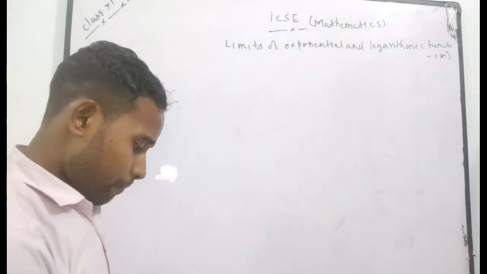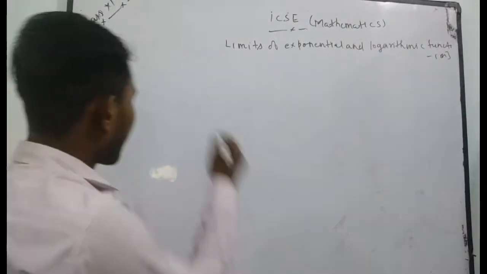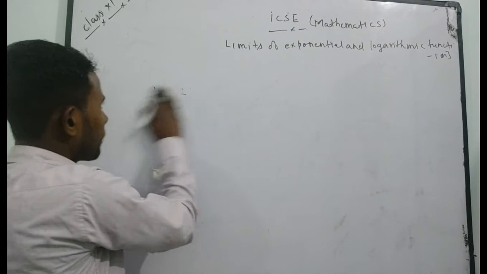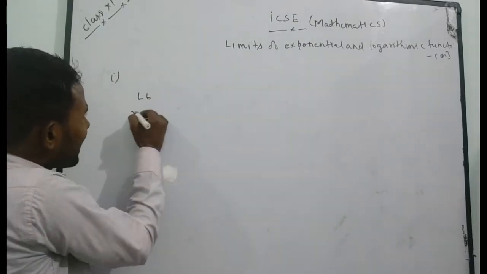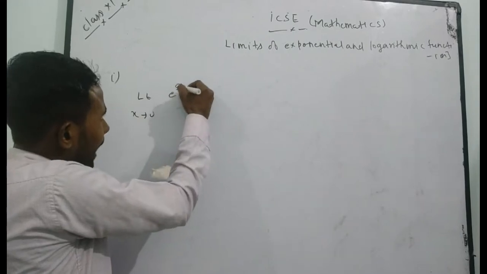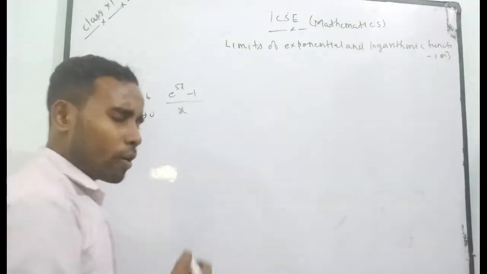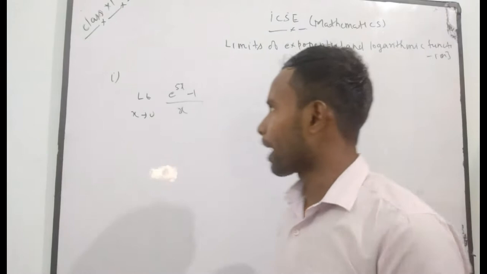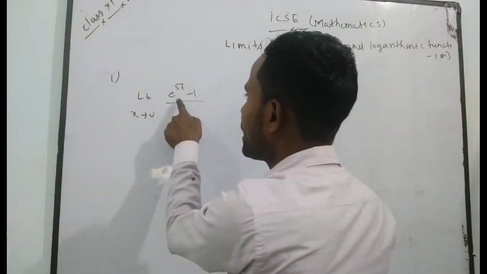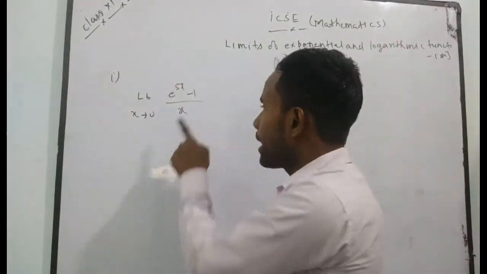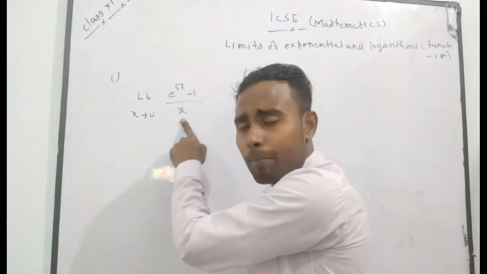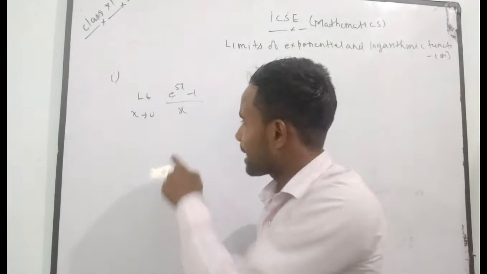First example. See here. First, evaluate the following limits. First is the limit as x tends to 0 of (e to the power 5x minus 1) divided by x. How can you solve it? According to this formula, I think you know (e to the power x minus 1) divided by x. But there is a 5x. So in the denominator there should also be 5x, but there is only x. How can you take 5 here?